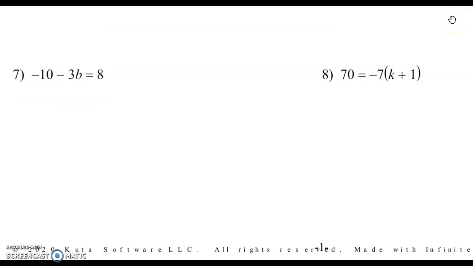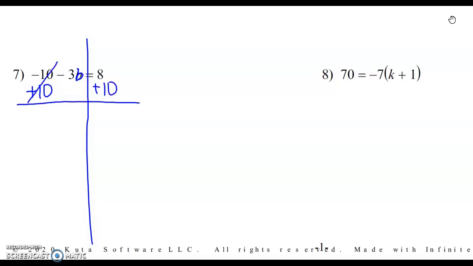All right, number 7, another two-stepper, trying to get b alone. b is on the left. b is not alone first because of the negative 10. So the opposite of that negative 10 would be to add 10 to both sides. Be careful when you clean up here that you do not lose the negative in front of the 3b. So we have negative 3b equals 8 plus 10 is 18. To get rid of a multiply by negative 3, we would divide both sides by negative 3. So b equals 18 divided by negative 3 is negative 6.